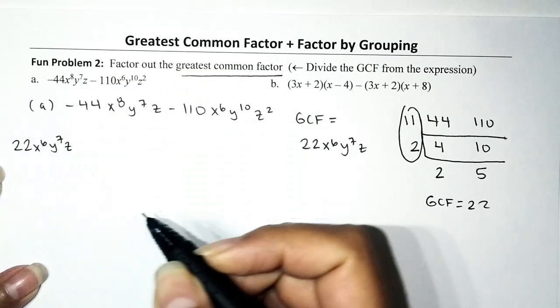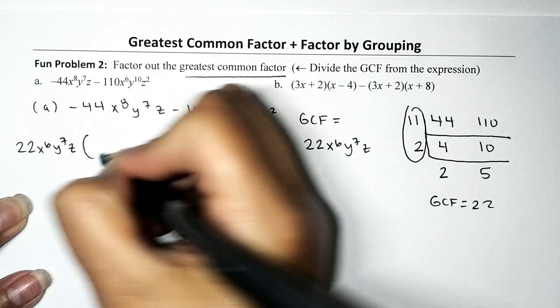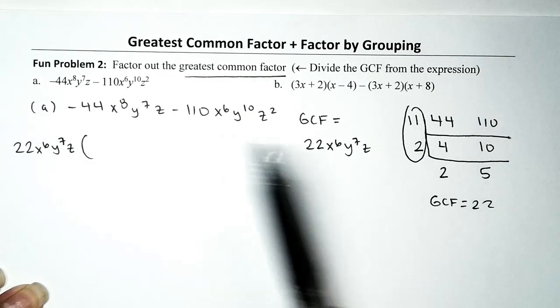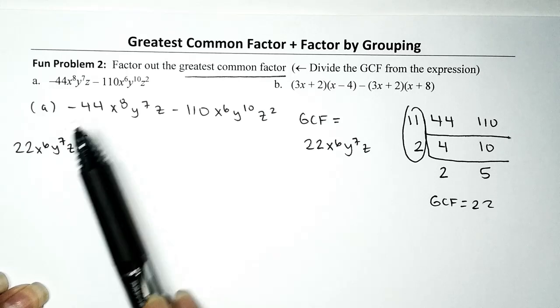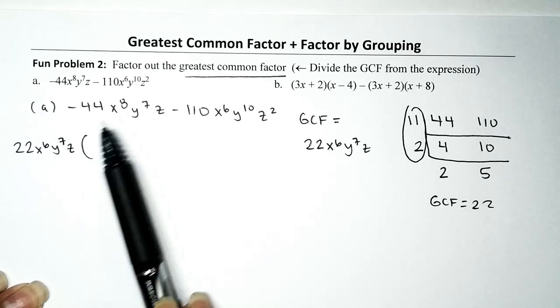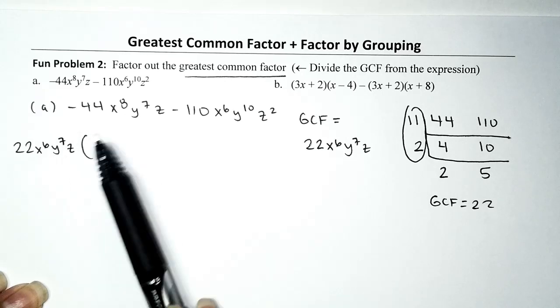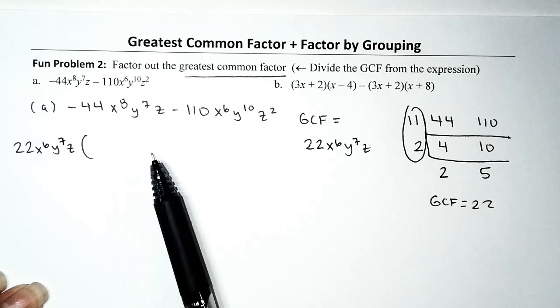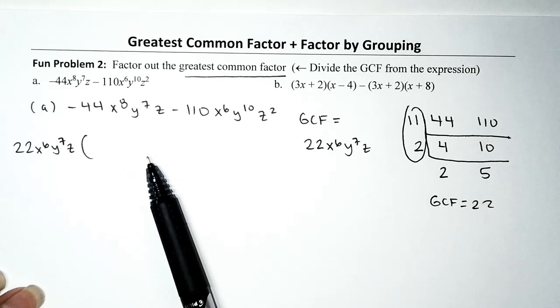Okay, let's go ahead, put an open parentheses, and then we'll show the reader what we're left with. Now, I want to point out that our first term is negative. So if we factor out a positive 22, negative something divided by positive something will give us negative something. Okay, that's too many words, so I'm going to say it a little bit differently.